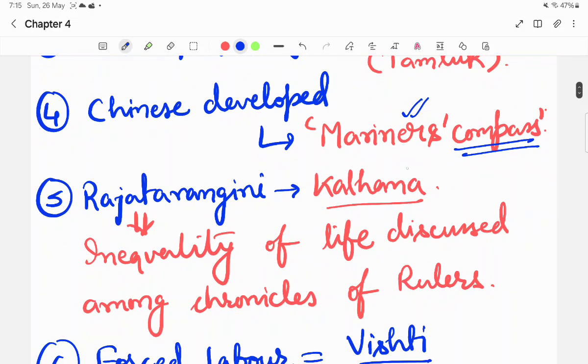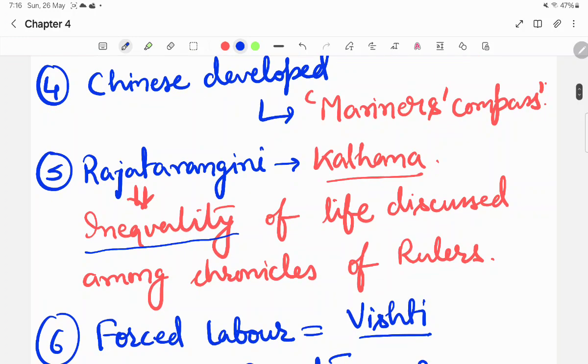And there was a book written by Kalhan. It was called Rajatarangini. It gave the information of the kings who ruled the Kashmir region, and it also talks about the inequality existing in the society of that time. So all these were talked about in the book Rajatarangini.